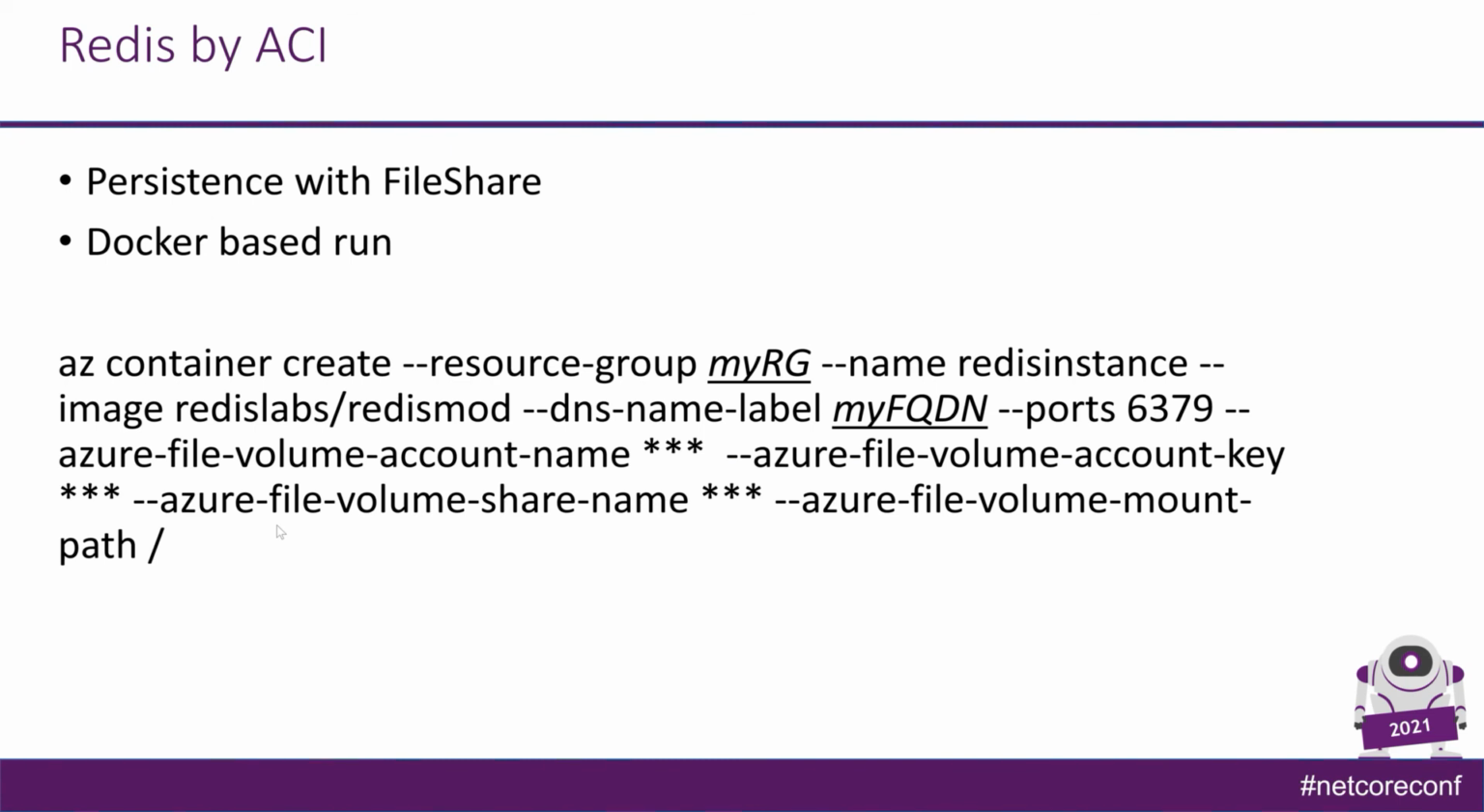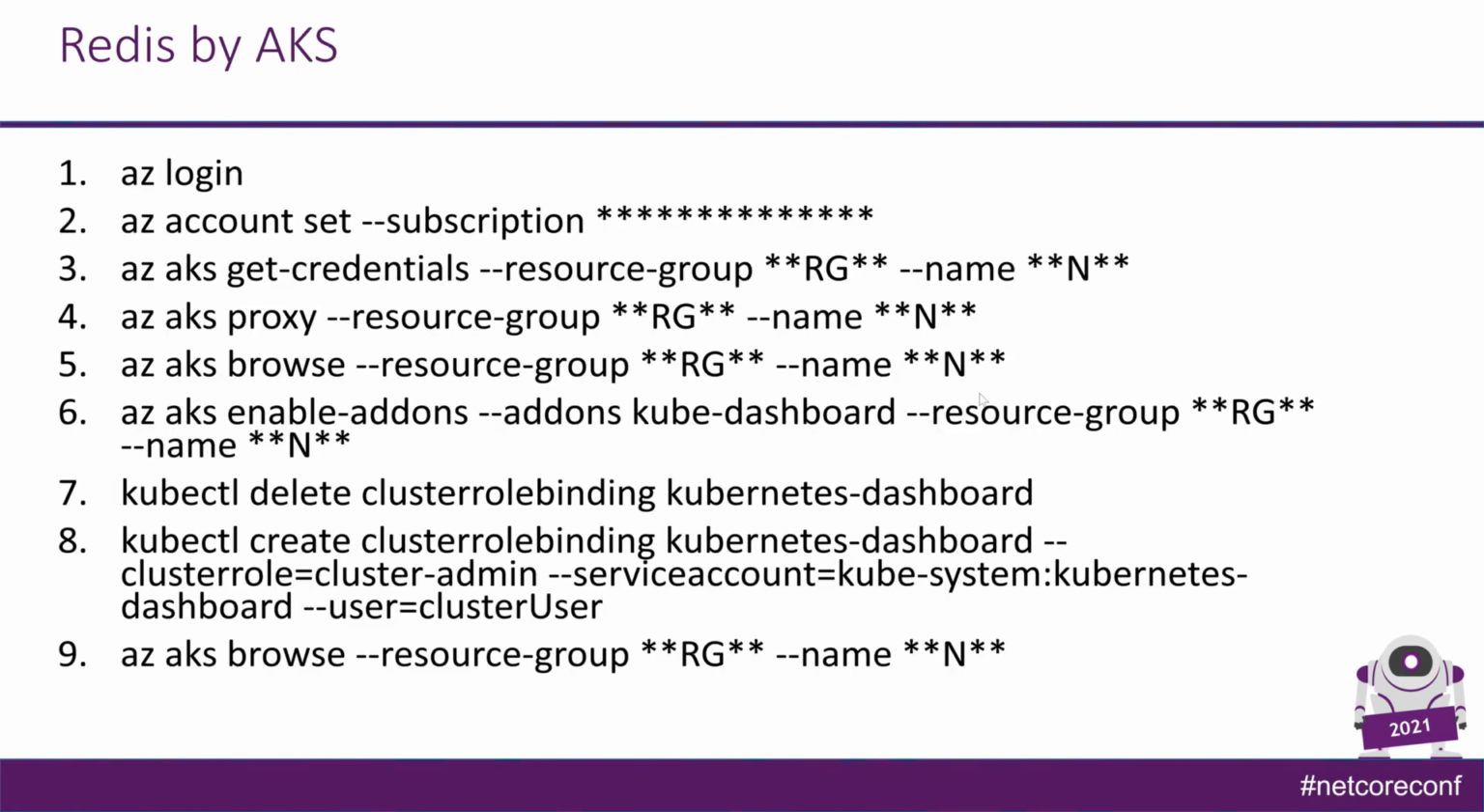But I would like to remind you that with one simple command you can have ACI, so Azure Container Instance, with already configured persistence using the file share. So you have to previously create an Azure Storage account, a generic V2 storage account, in which you can activate file sharing. And with this instruction, you can create a completely persisted instance of Redis.